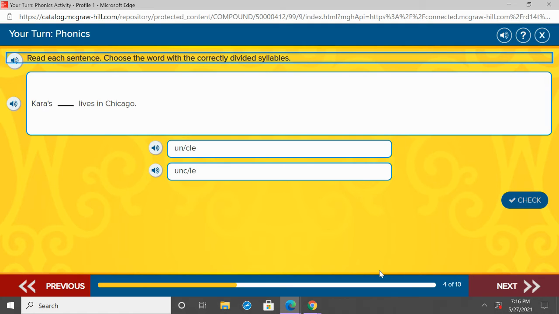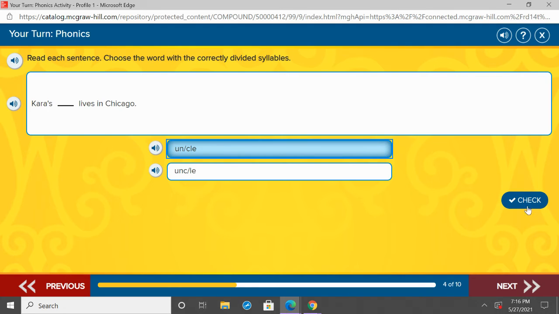Kara's uncle lives in Chicago. Uncle has that LE pattern. So I know that when I break the word uncle up into syllables, I need to have a consonant LE for my one syllable. So let's see which one has that. Consonant LE. This top one does, but let's check the bottom one just in case. It just has an LE for that second syllable. We need consonant LE, uncle. So it's this top one.